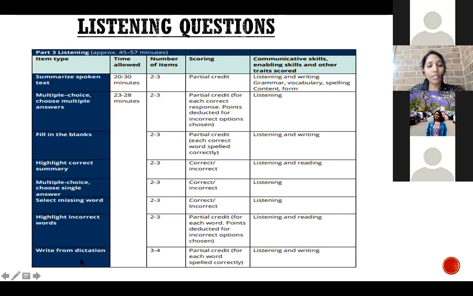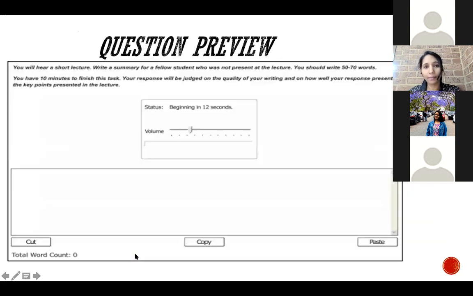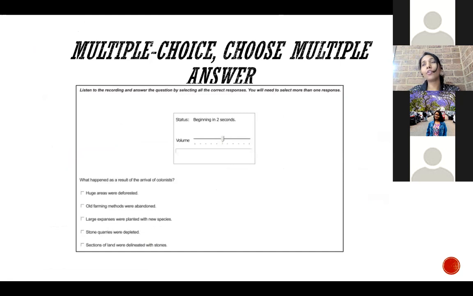So the last question type, which is your most important question type for your PTE, make it as very, very, very important, is write from dictation. So this is the biggest priority throughout your PTE. It gives you a lot of points towards your writing. This is in the end of your exam or in the end of your listening as well as end of your whole PTE test.